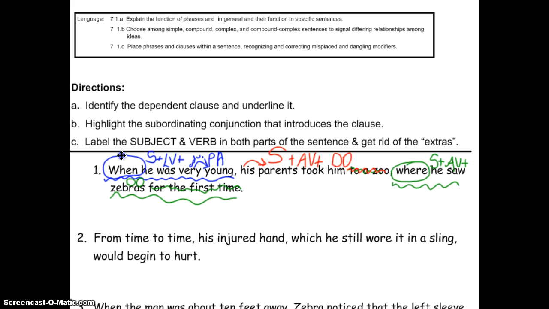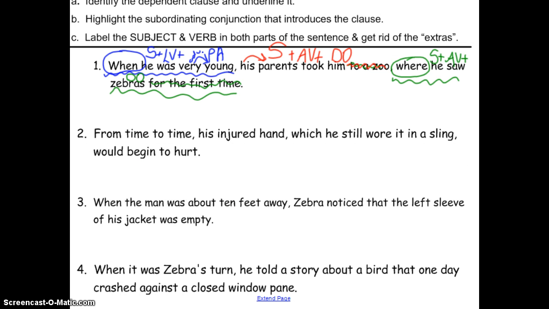So what you're going to do now is complete 2, 3, and 4. Number 2 has one dependent clause. 3 and 4 both have 2, and you can work with a friend, and then we'll check them. All right. In number 2, from time to time, his injured hand, which he still wore in a sling, oh, typo. Bad teacher. I know, and there was a typo on your paper, and then when I fixed it, I still fixed it wrong. Would begin to hurt. So Andrew's going to find our dependent clause. What are you looking for, Andrew?